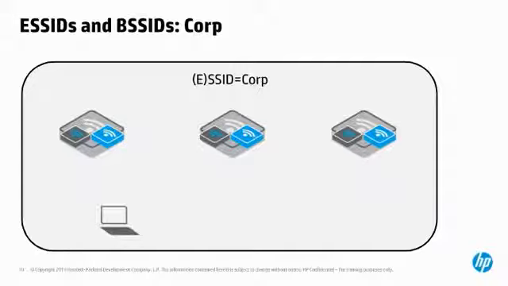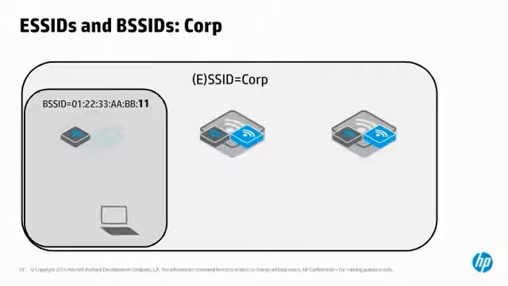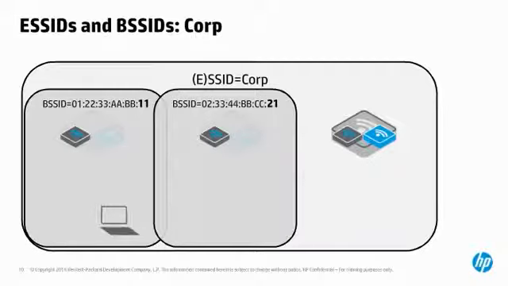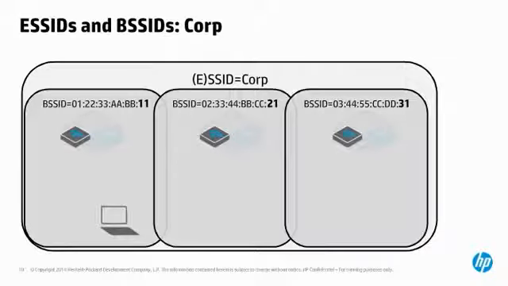Although each AP is configured with the same ESSID, each AP has a unique MAC address as assigned by the manufacturer. Therefore, each AP's BSSID is unique. One AP's BSSID ends in :11, another ends in :21, and another ends in :31.